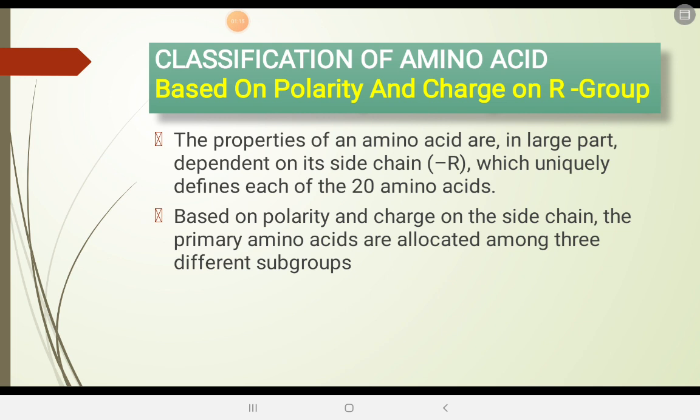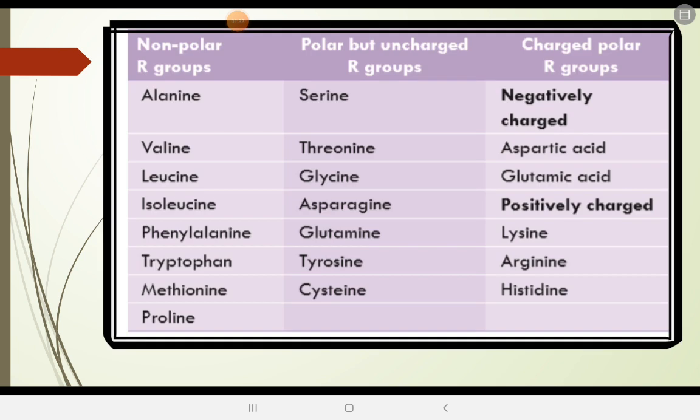Next, classification of amino acids based on polarity and charge on the R group. The properties of an amino acid depend in large part on its side chain, which uniquely defines each of the 20 amino acids. Based on the polarity and charge on the side chain, the primary amino acids are allocated among three different subgroups. The first group is non-polar R groups. In the non-polar R groups, there are 8 amino acids: alanine, valine, leucine, isoleucine, phenylalanine, tryptophan, methionine, proline.